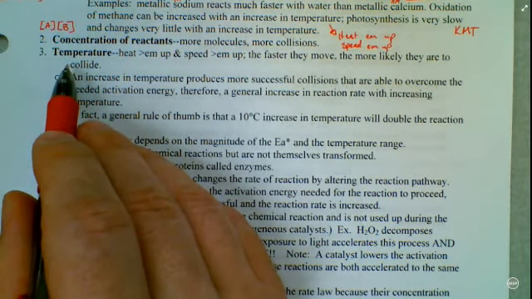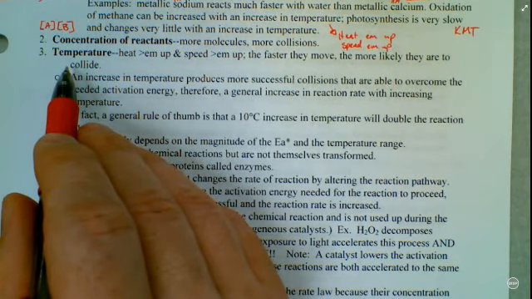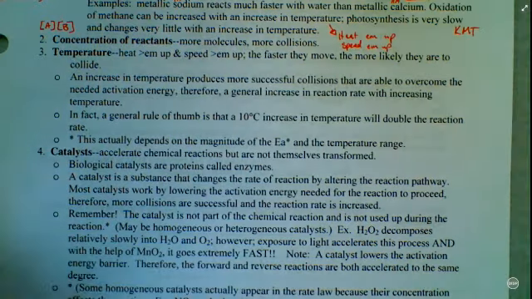We can also change temperature. Again, heat them up, speed them up, like we mentioned earlier. The faster they move, the more likely they are to collide. Because remember, these things are very, very small, especially when you're looking at something in the gas phase or in an aqueous solution. Because they're so small, it's hard for them to hit each other. And so the faster they move, the more likely they are to collide.